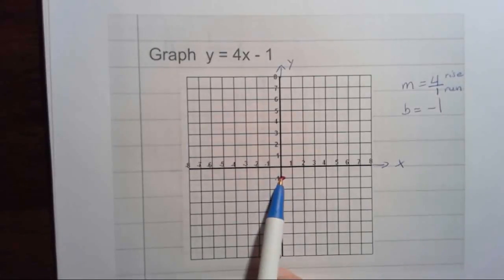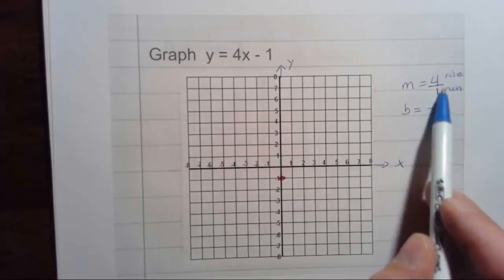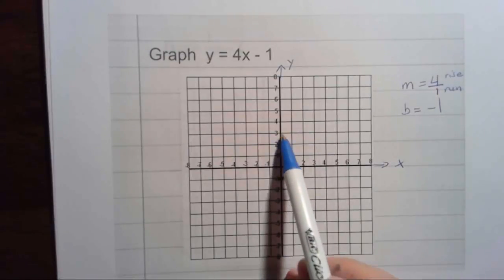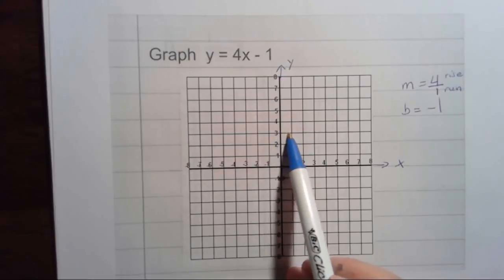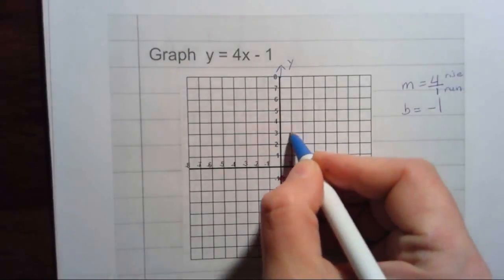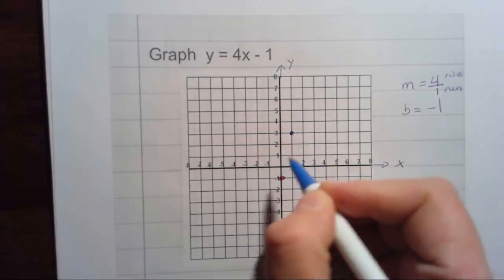So let's see. I'm starting at the y-intercept. I'm going to rise 4: 1, 2, 3, 4. I'm not going to make a dot here, okay? I have to finish with a dot after the whole slope is complete. So I went 4 up, and then I have to run 1. I'm running 1. Okay, right here is where the dot will go.